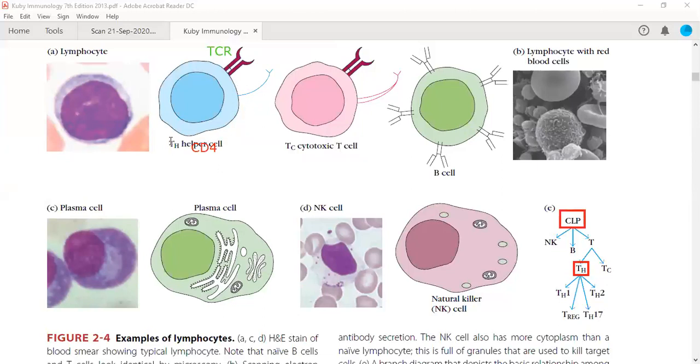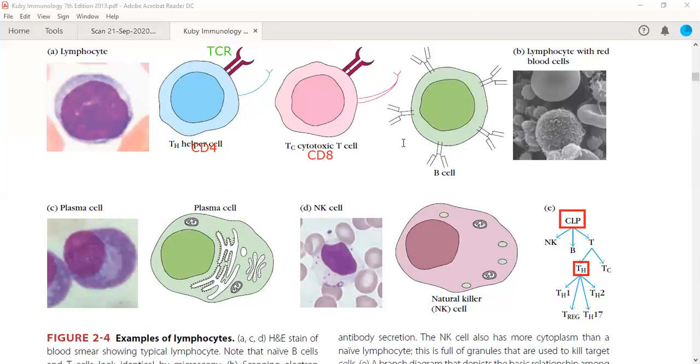So it is present over the T helper cells. And if you see this pink color receptor, this is called CD8. So it is called the T cytotoxic cell. So what is the difference between the T helper cell and T cytotoxic cell is a CD marker. So if CD4 is present, this is called T helper cell. If CD8 is present, this is called cytotoxic cell.